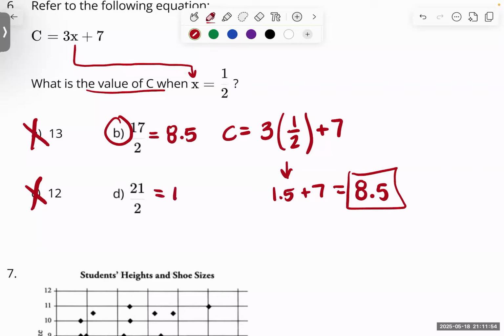21 divided by 2 is 10.5. That is not what we got. Our answer is 8.5. Therefore, it's B.